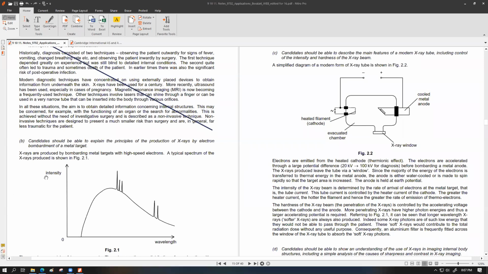So this intensity is basically a measure of how many photons of that wavelength are coming out from that source. If you have a high intensity, this essentially means that there will be a very large number of photons emitted at that wavelength.